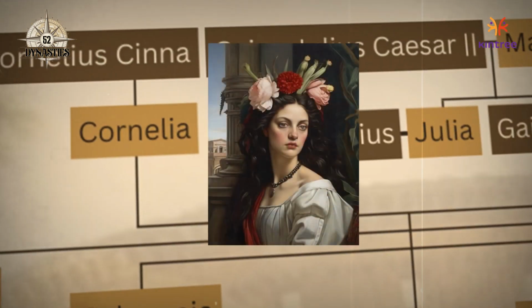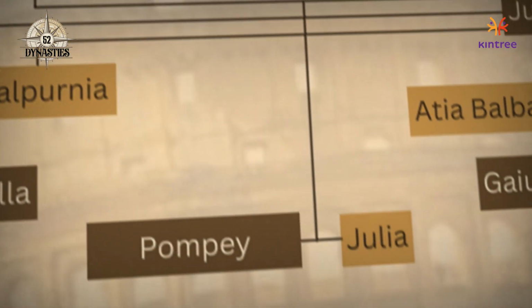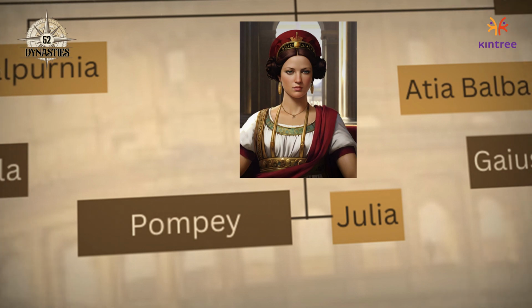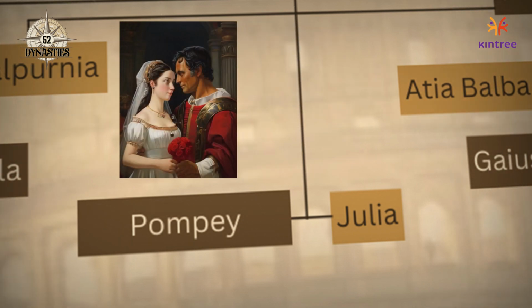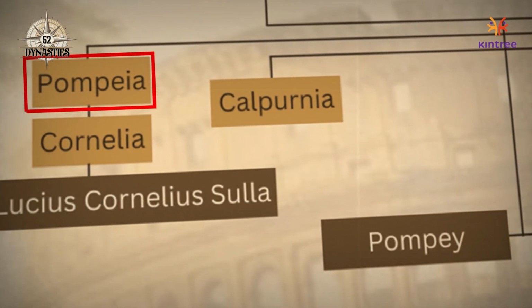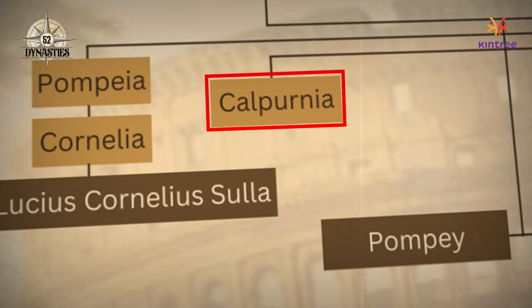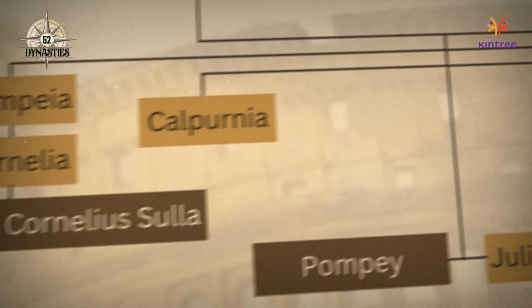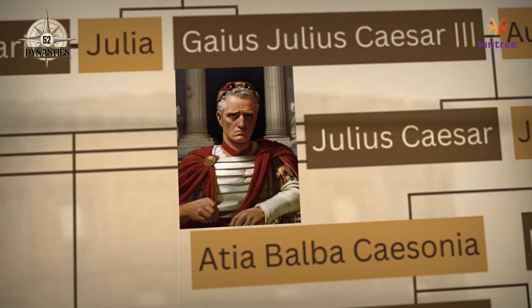His first wife, Cornelia, brought forth a daughter, Julia, who would marry the influential Pompey. However, his second wife, Pompeia, and third wife, Calpurnia, had no children, adding complexity to Caesar's personal life.